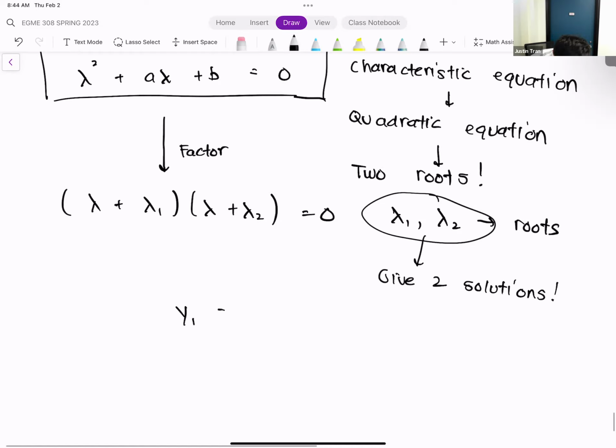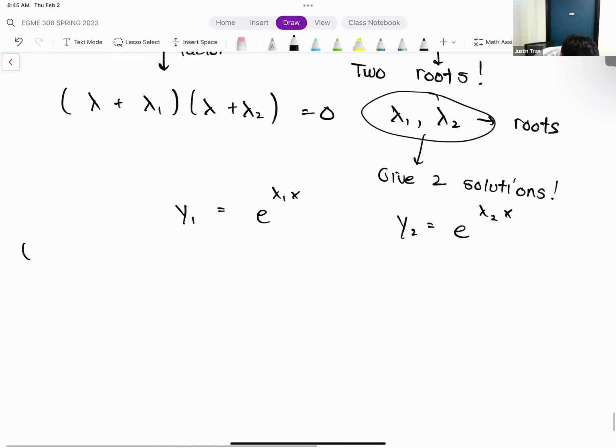We have y1 equal to e to the lambda 1 x, and y2 equal to e to the lambda 2 x. Remember where we started. We started this journey by saying that our solution should be exponential functions, e to some lambda times x. And if lambda 1 and lambda 2 are the roots of our characteristic equation, then those form our two solutions.